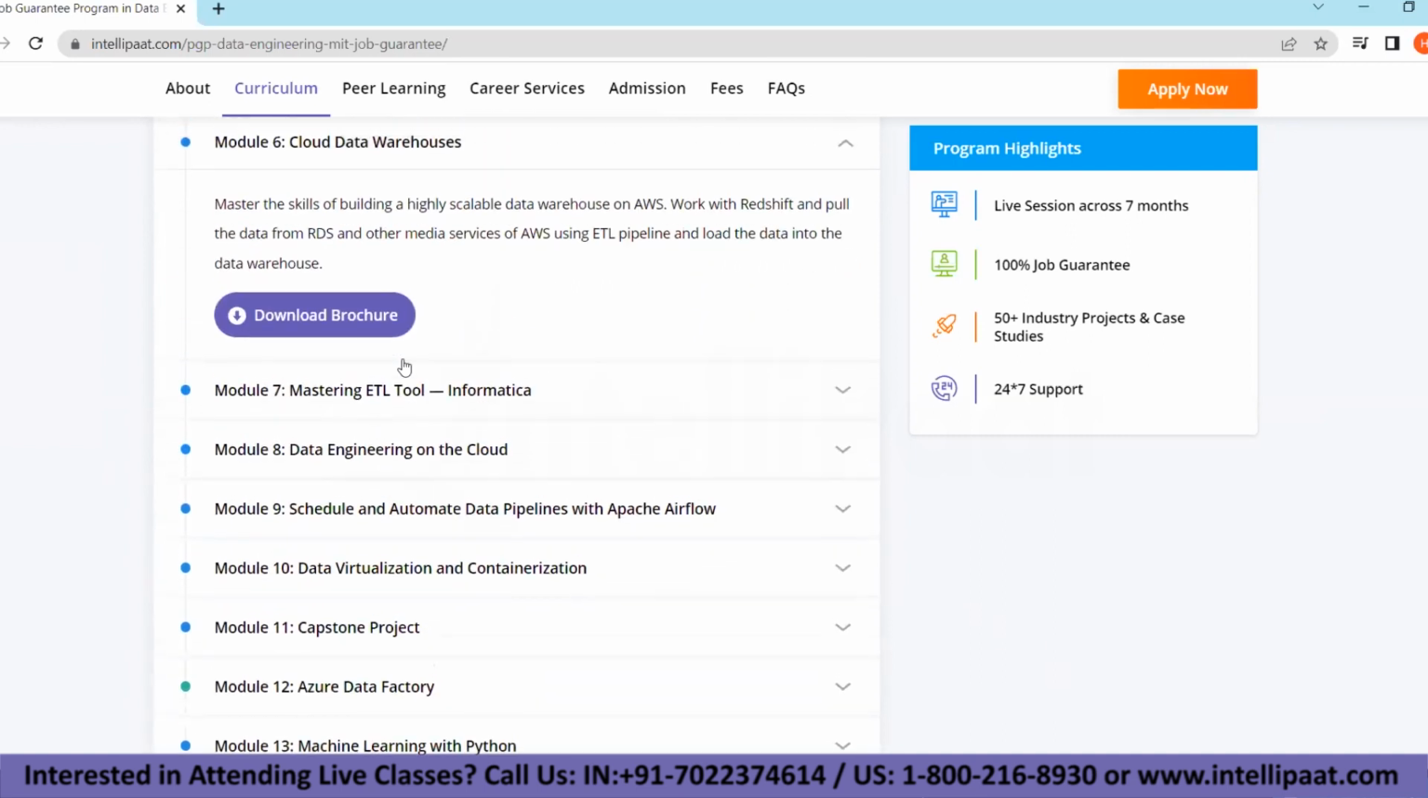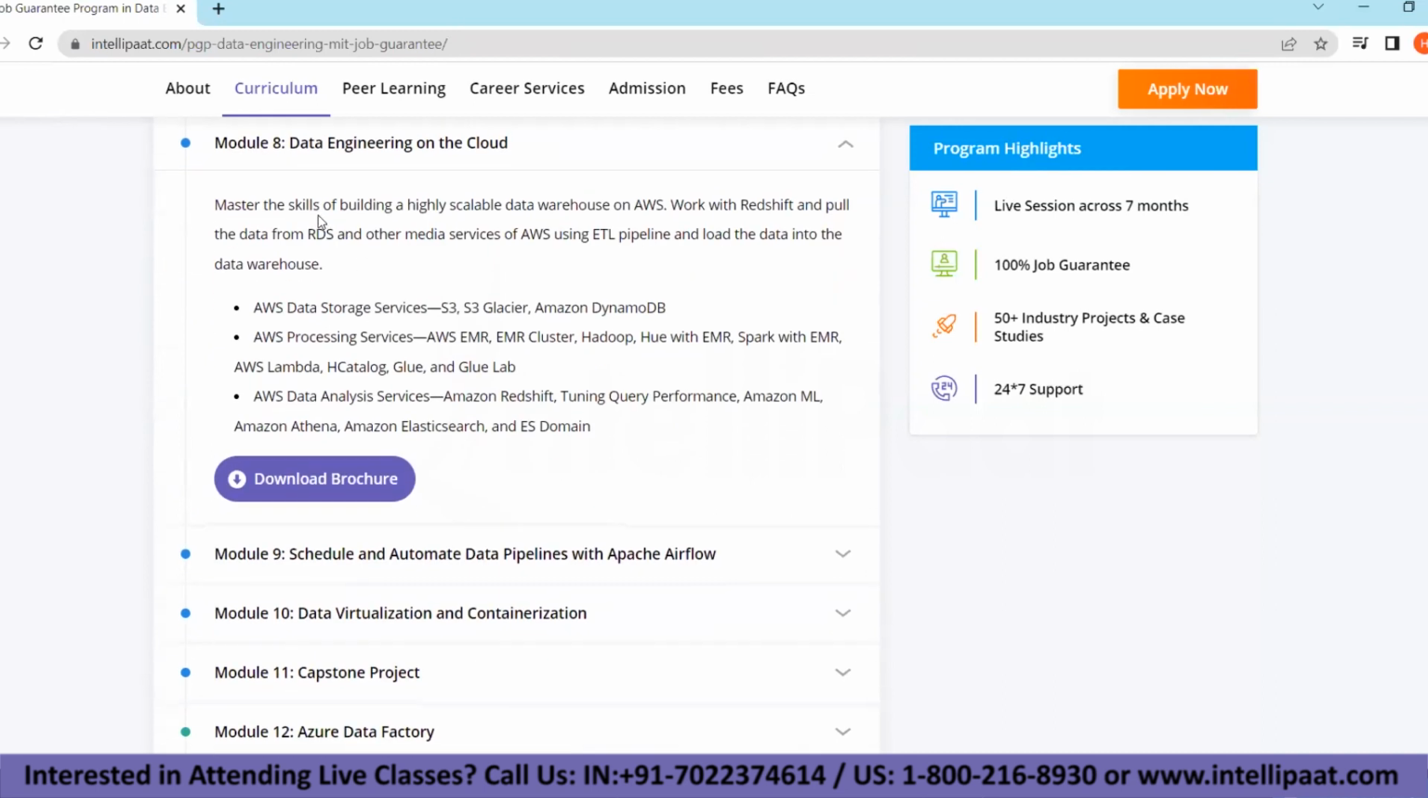Then there is cloud data warehouses. Now, if you are entering the IT industry, or if you're already in the IT industry, I'm sure you would know that if you are working on any kind of data, be it analysis, processing, or storage of data, it is very important for you to know how to link your data on the cloud platform. So that is where module number 8 comes into the picture. You learn the skills of building a scalable data warehouse on AWS.